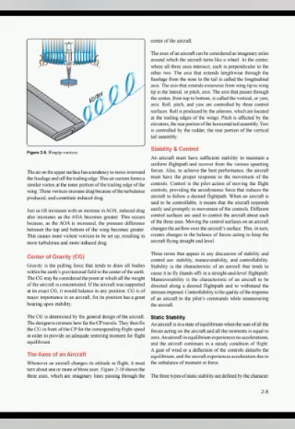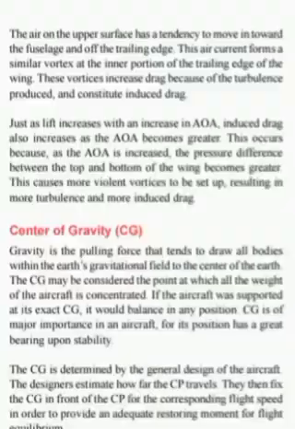The air on the upper surface has a tendency to move in toward the fuselage and off the trailing edge. This air current forms a similar vortex at the inner portion of the trailing edge of the wing. These vortices increase drag because of the turbulence produced and constitute induced drag.